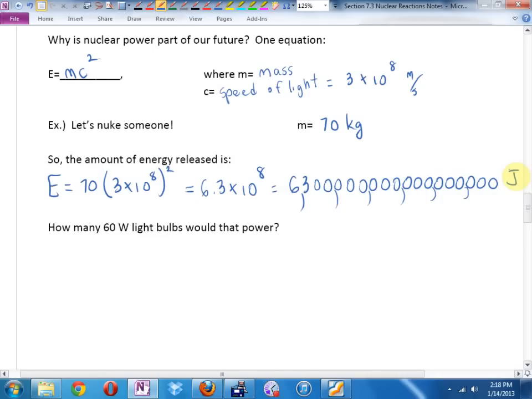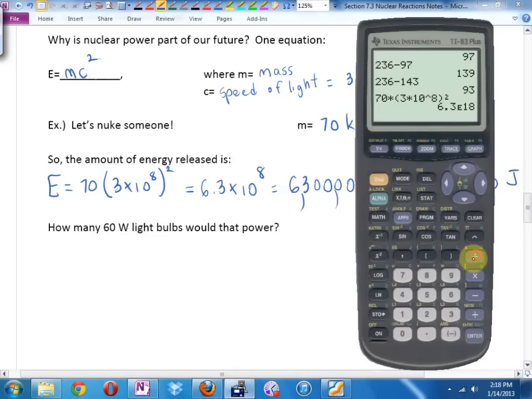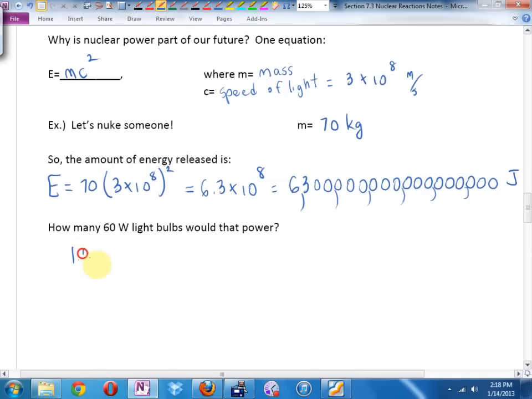How many 60-watt light bulbs would that power? If I divide that by 60, we could power 105 followed by 15 zeros. 1, 2, 3, 4, 5, 6, 7, 8, 9, 10, 11, 12, 13, 14, 15. 105 quadrillion light bulbs. Ty, that's a lot. It's a lot. It's an awful lot.